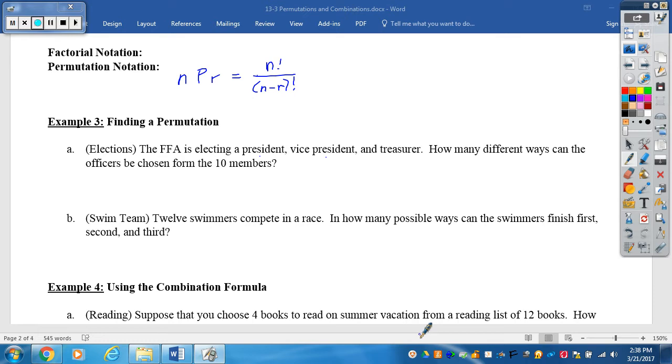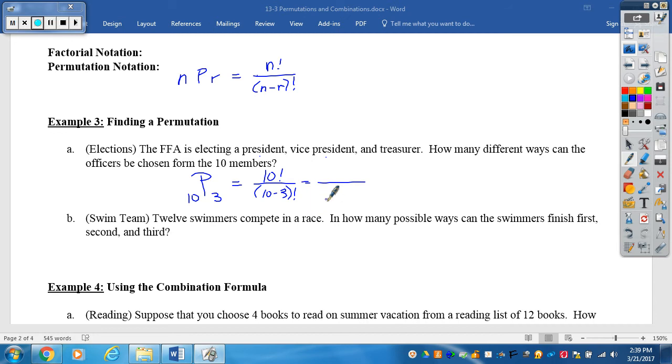So how many different ways can the officers be chosen from the 10 members? So what we're looking at here is this. If I was to set this up in permutation notation, we have 10 possible members, and we're choosing 3 from that. And so if I set this up using the formula up above, 10 factorial over 10 minus 3 factorial, okay? Now, if we work this out, you should get something like this in the numerator.